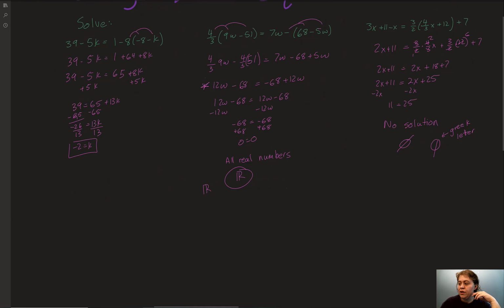So when you're solving linear equations, you have 3 possible types of things that you can run into. You can run into a tautology where everything is true, so all real numbers. A contradiction where nothing is true.